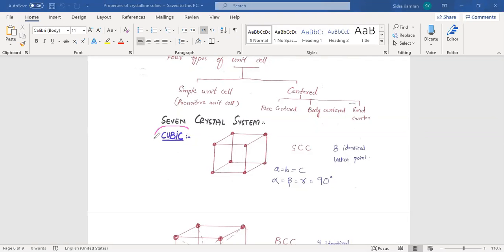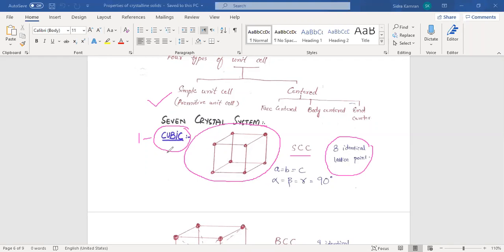First crystal system is cubic system. Here you can see the cube having 8 corners, having 8 lattice points. At the 8 corners, atoms, ions, or particles are present in a simple cubic. SCC means simple centered cube, the first type of unit cell, simple centered, having 8 identical lattice points: 1, 2, 3, 4, 5, 6, 7, 8.